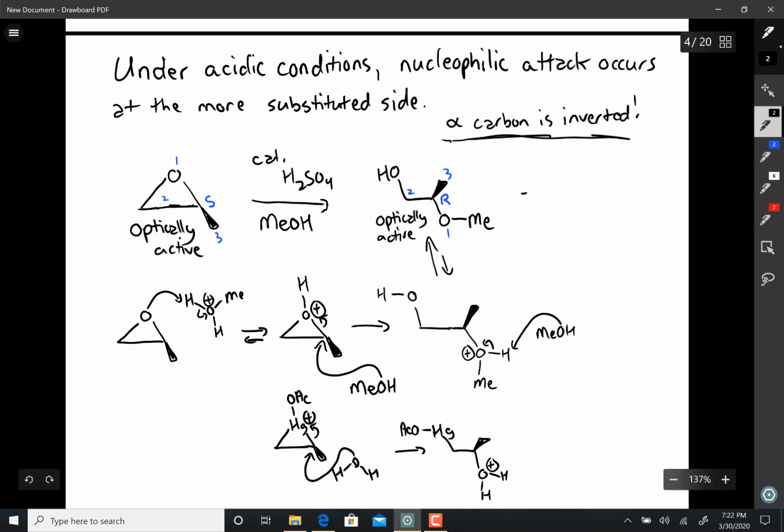Remember, this molecule, if you rotate that sigma bond 180 degrees, it's the same as this molecule. And that makes it a little bit easier to see the inversion.